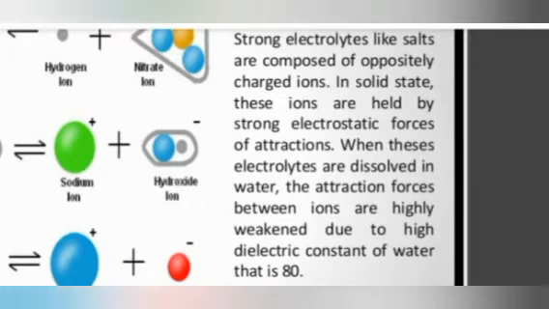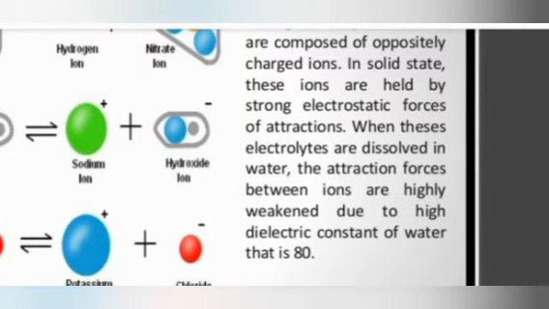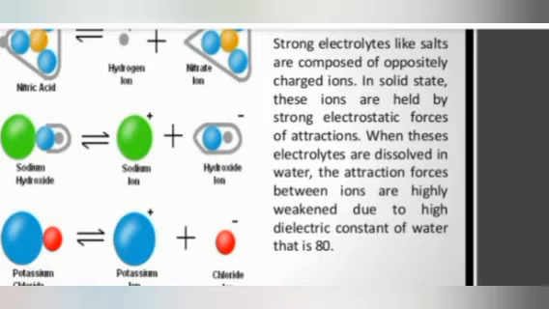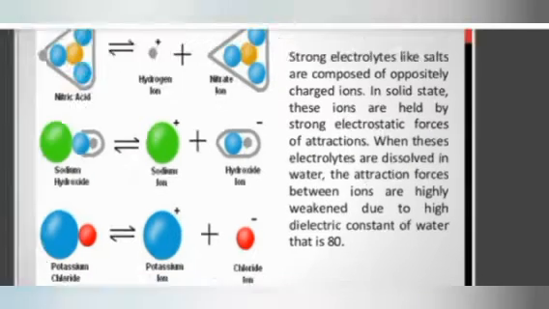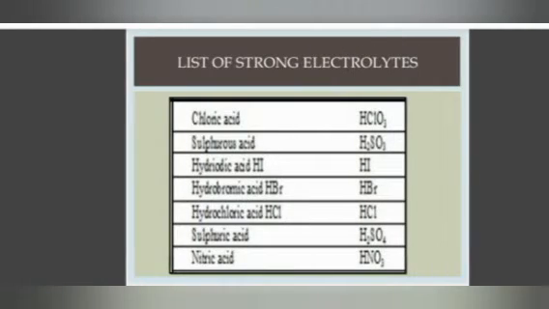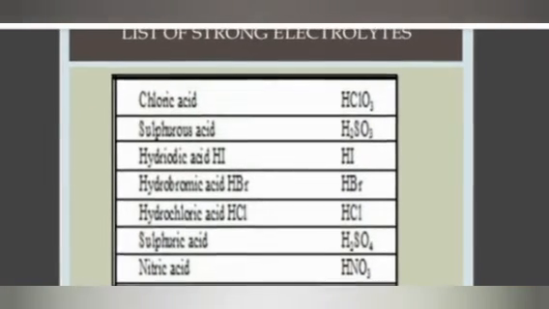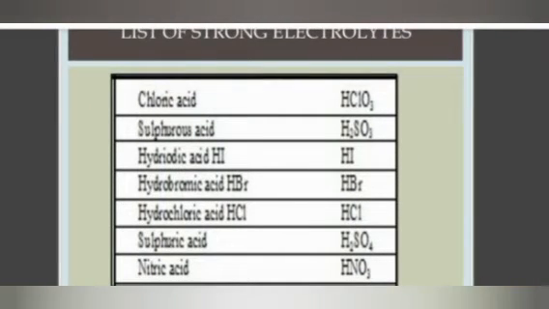When these electrolytes are dissolved in water, the attraction force between the ions is highly weakened due to the high dielectric constant of water. So here is a list of strong electrolytes: chloric acid, sulfuric acid, hydroiodic acid, hydrobromic acid, hydrochloric acid, sulfuric acid, nitric acid.